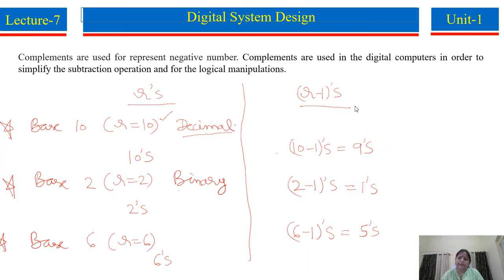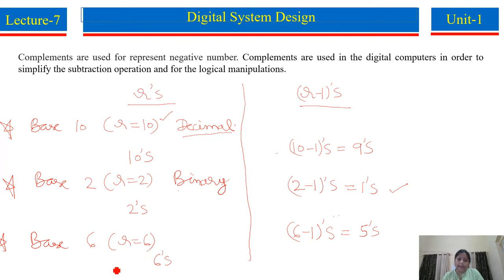Similarly, if I take the binary number system, in the binary number system we take two complements. First one is 2's complement means r's complement, and second one is 2 minus 1's complement means r minus 1, that is 1's complement. Here I take one more example of radix 6 or base 6 number system.